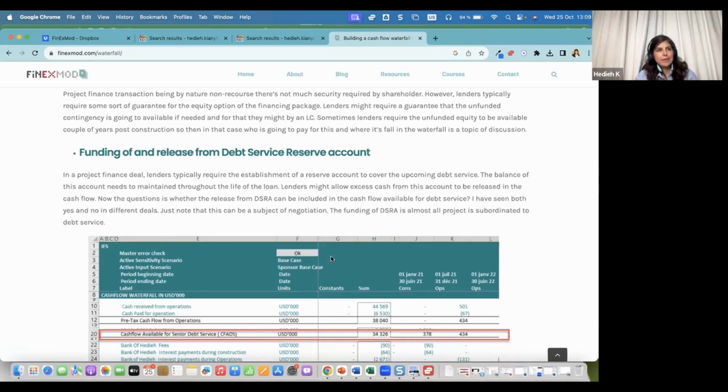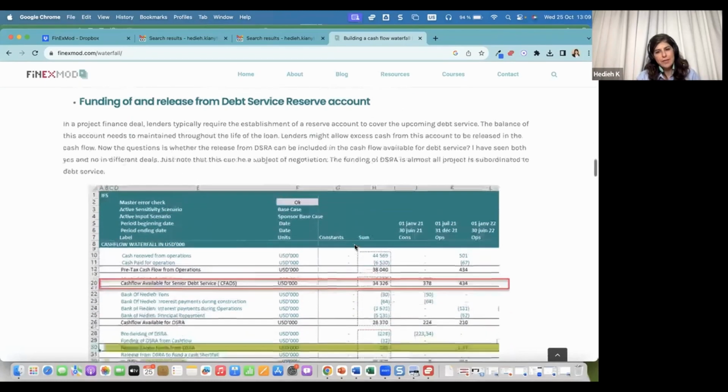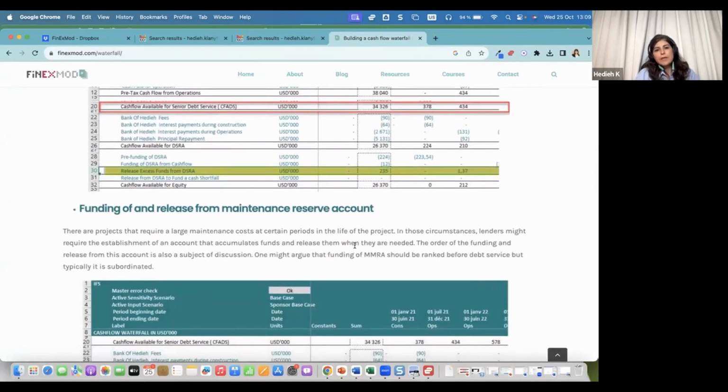So the only solution that I have seen, with only one person using it, which is Professor Edward Bodmer, is to use a user-defined function to get around this circularity. But it's an interesting discussion to think about including the release inside the definition of the cash flow available for debt service. And the same thing for the maintenance reserve account. So just to give you an indication that these are the points that you can still negotiate, and this is not fixed; I have seen different versions in different projects.